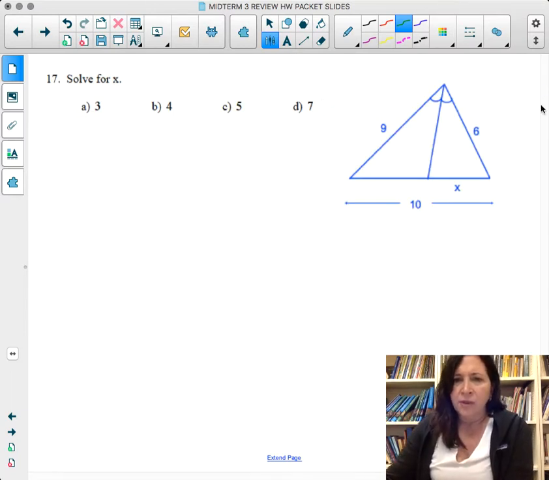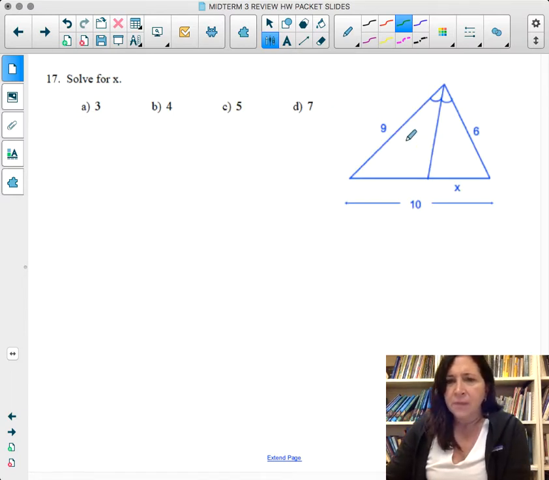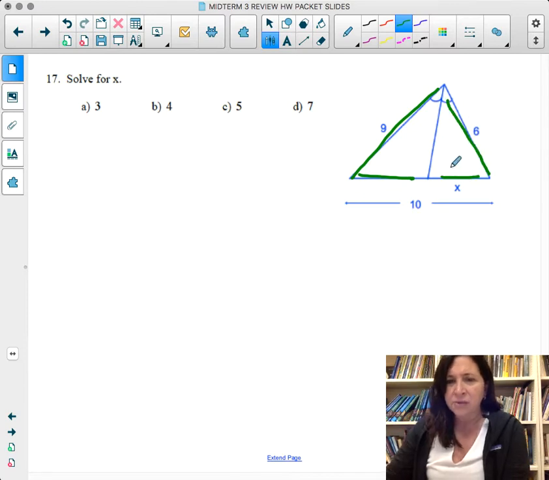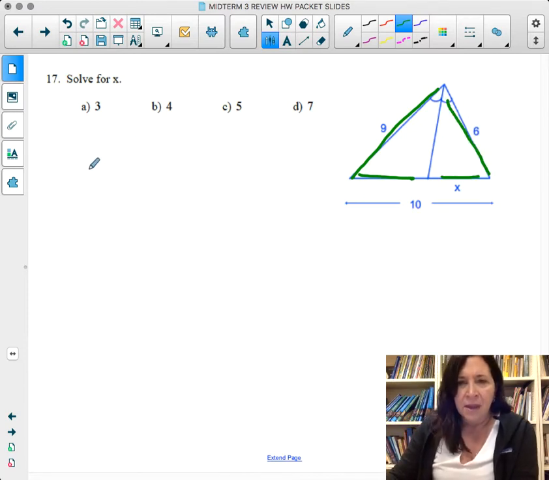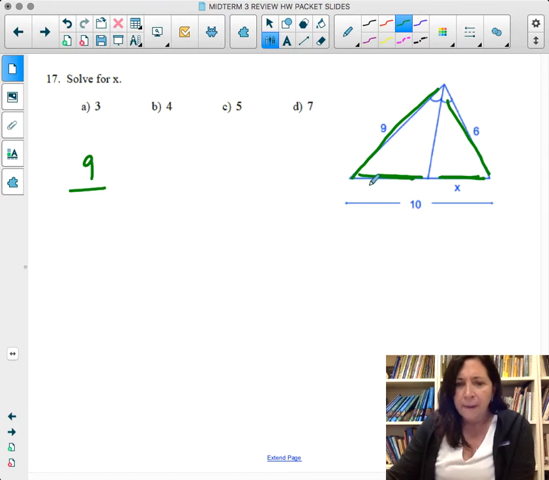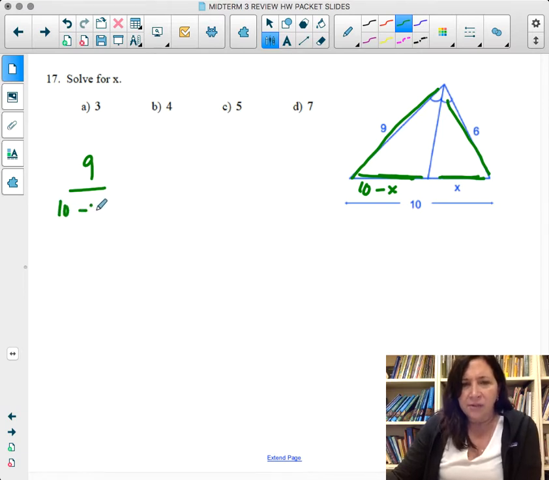Solving for x for this problem, I personally like to go leg is to base as leg is to base. That's what I like to do. So we're going to go 9 is to this base, except they didn't give me that value. But they gave me this little value is x, and this whole length is 10. So that means this length here is going to be 10 minus x. So we're going to go 9 is to 10 minus x as 6 is to x.